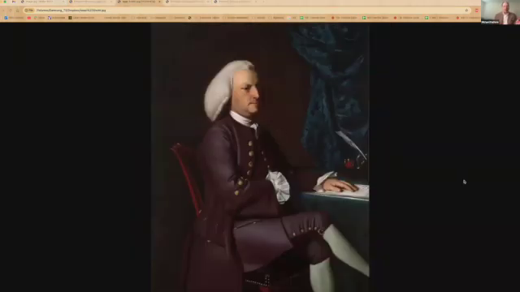This is Isaac Smith. This is actually from the 1760s, and he was a Boston merchant who made his fortune basically selling wine, and you can see that he has the rich color of his suit, this sort of purplish.